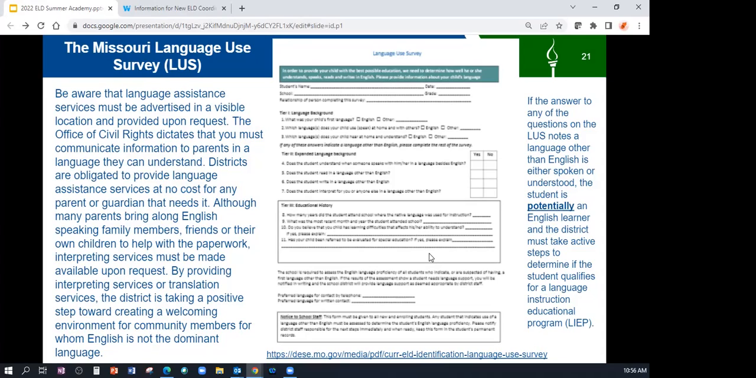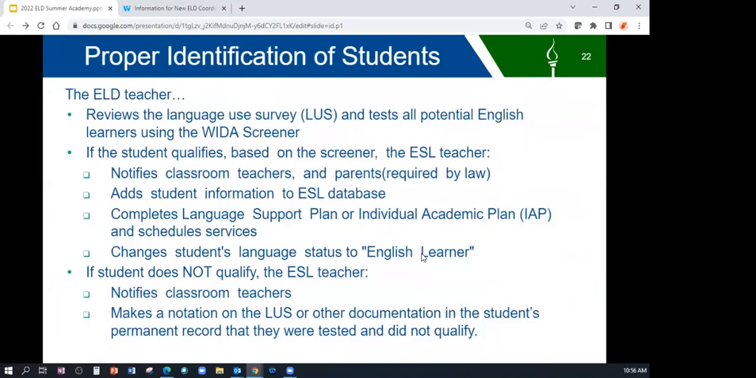And if they answer any of those 3, then you go on and complete the rest of our language use survey. If they answer another language other than English on any of those first 3, that student is potentially an English language learner. And I'll go into why we say potentially here. When you have a student that has answered something other than English on the language use survey, then that is referred to the ELD teacher or whoever helps with the screening.